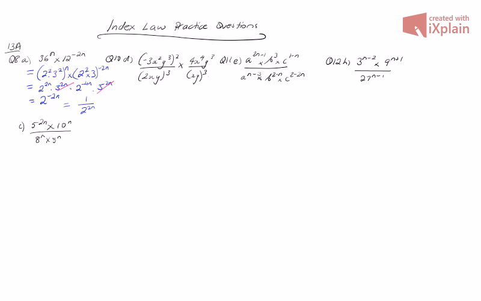Big numbers, turn them into their prime bases. Okay, so 5, that's already in its prime as small as it can go. 10 is 2 and 5. 8 is 2 to the 3. And 5 is as small as it can go. Now we just expand out those powers.